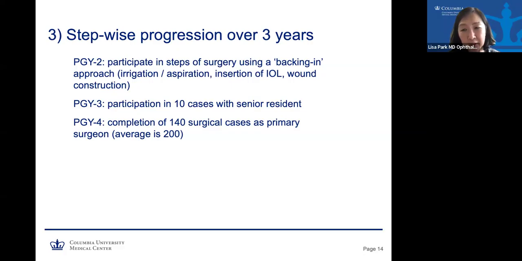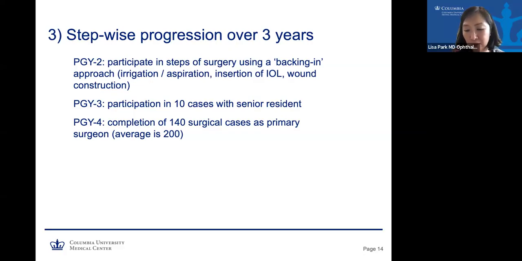But for phacoemulsification specifically, this is the stepwise course that we use, and that is in their postgraduate second year. They start to participate in steps of surgery using a backing in approach. That means they'll participate with their senior residents, but they perform the insertion of the lens or wound construction or irrigation and aspiration. And then in their PGY 3-year, they will participate in 10 cases during that year. And in the last year, which is when they primarily do most of their surgery, the requirement for graduation is that they perform 140 surgical cases as a primary surgeon, and the average number in our program is 200. So 200 cases in order to be then considered a phaco surgeon.